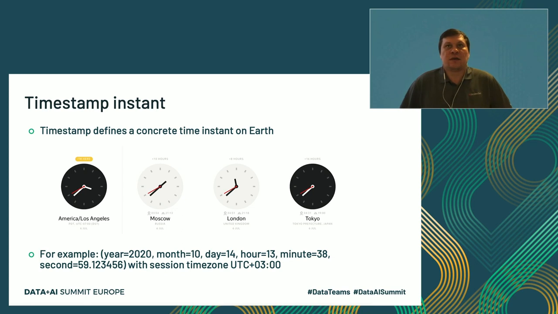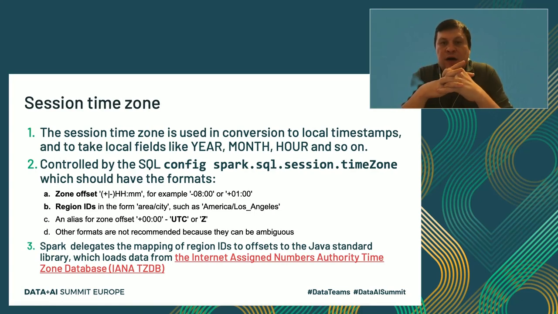So what is the main difference between local dates and timestamps? Dates are by nature local. They don't depend on time zone. But timestamps, especially Spark's timestamp, are basically an instant. So it defines a concrete time instant on Earth. How it's converted to a local timestamp depends on the SQL config, which could be specified in two different ways. You can specify it as a zone offset, or as a region ID, like America plus some city like Los Angeles. Also, you can set an alias for zone offsets like UTC or Z.